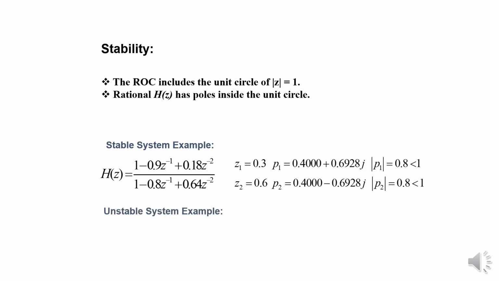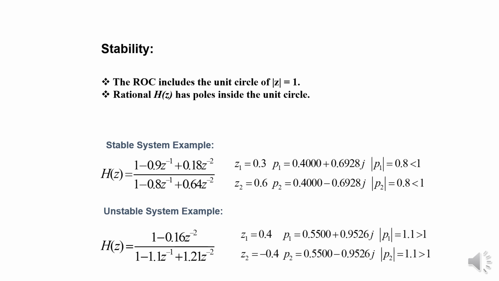So therefore this will be stable. Again, the ROC will be magnitude of z larger than 0.8, right? So this one is unstable. Here you can see the poles are outside the unit circle. Okay, therefore it will be unstable.